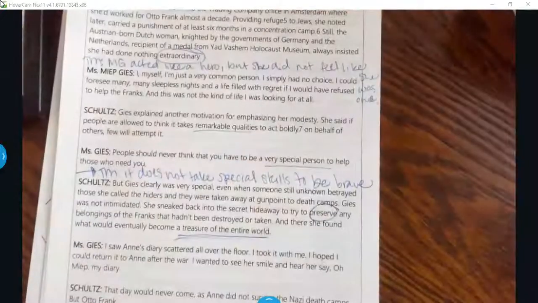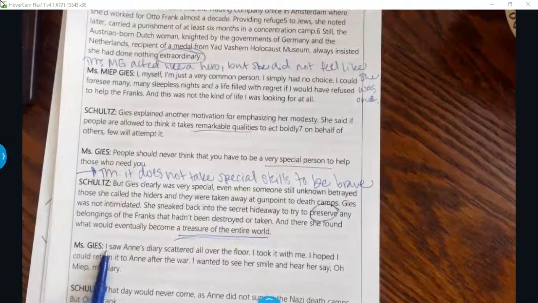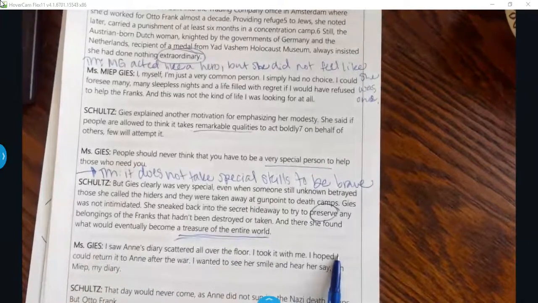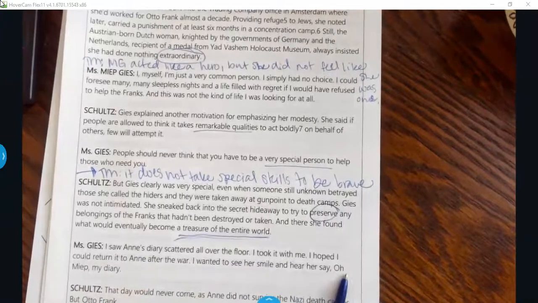We know that treasure was not gold or jewels or any kind of money, but it came in the form of a book. Miep Gies: I saw Anne's diary scattered all over the floor. I took it with me. I hoped I could return it to Anne after the war. I wanted to see her smile and say, "Oh, my diary."